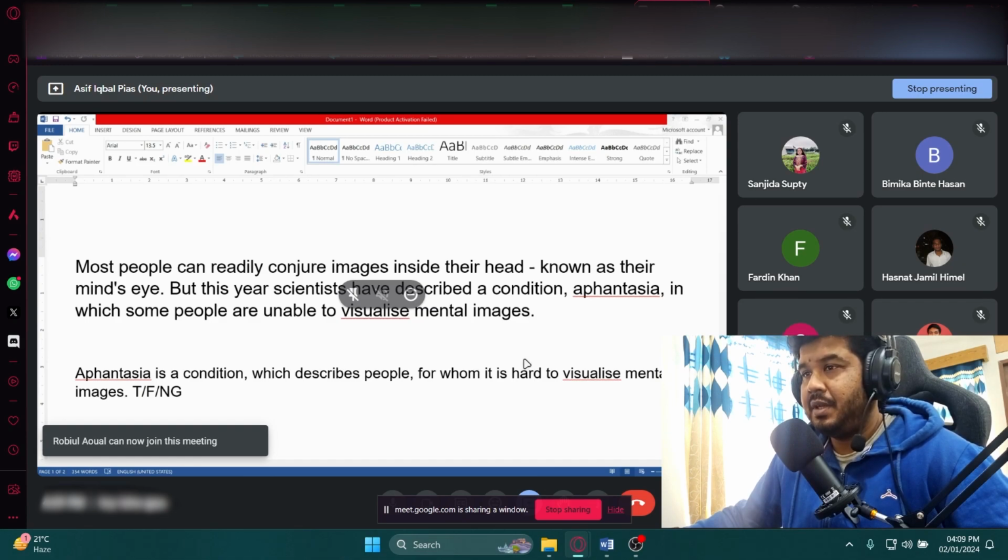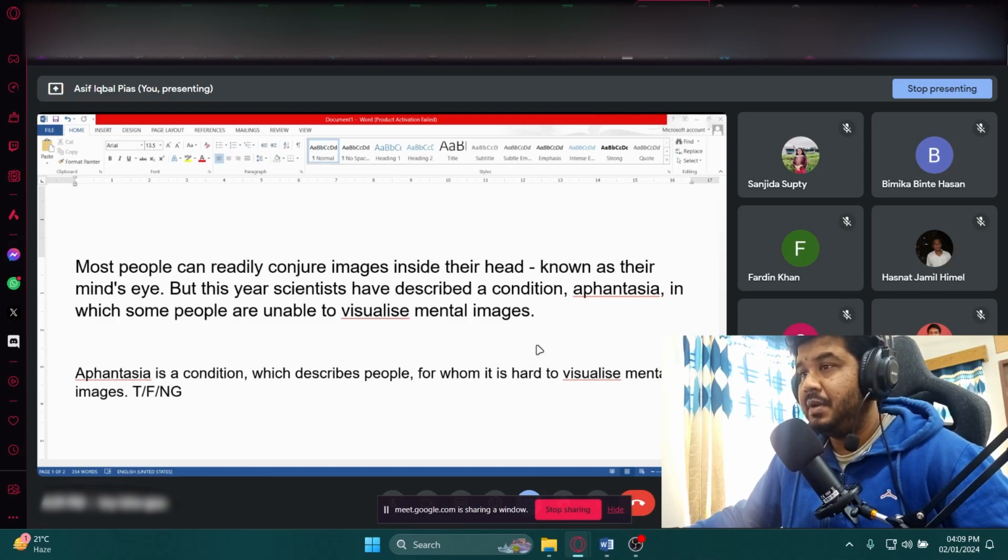So let's look at the sentence once so that we are all on the same page. Most people can readily conjure images inside their head, known as their mind's eye. But this year, scientists have described a condition, aphantasia, in which some people are unable to visualize mental images. So this is the statement. There are two sentences basically. But what does it talk about?